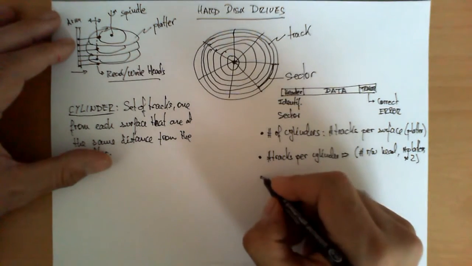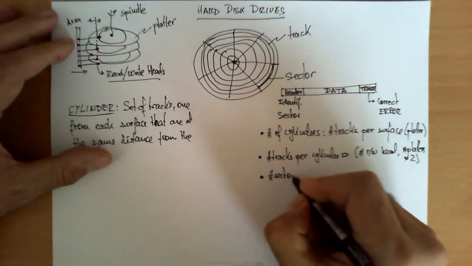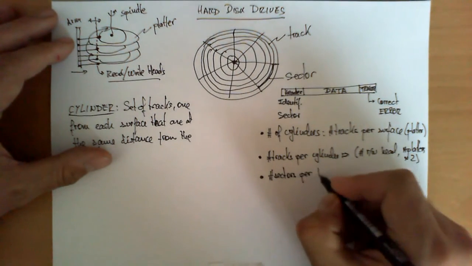The third dimension to consider in a disk organization is the number of sectors per track.